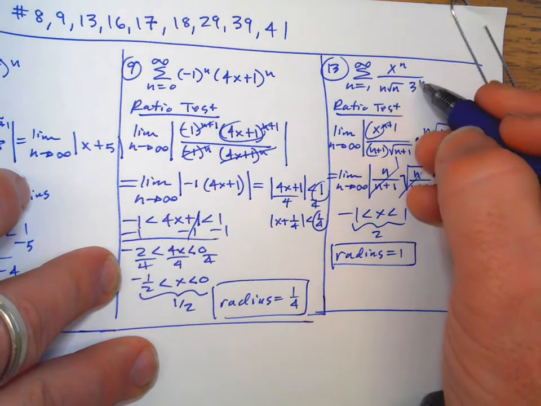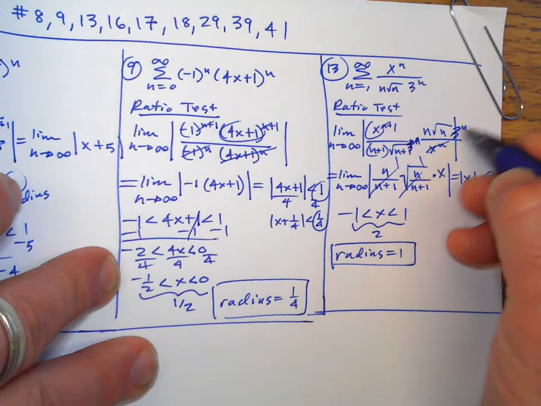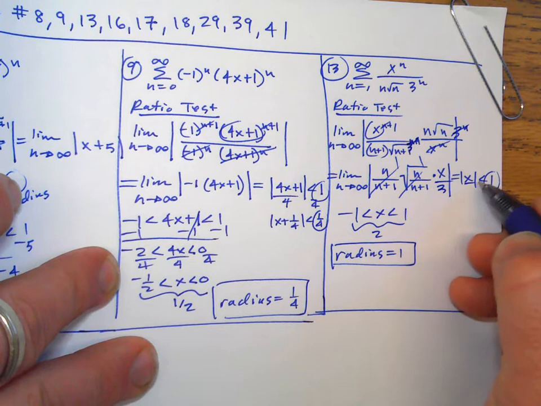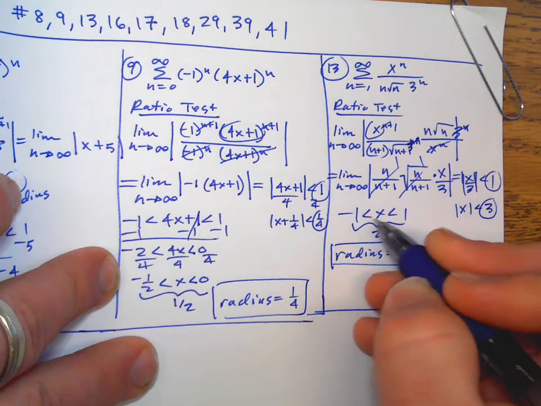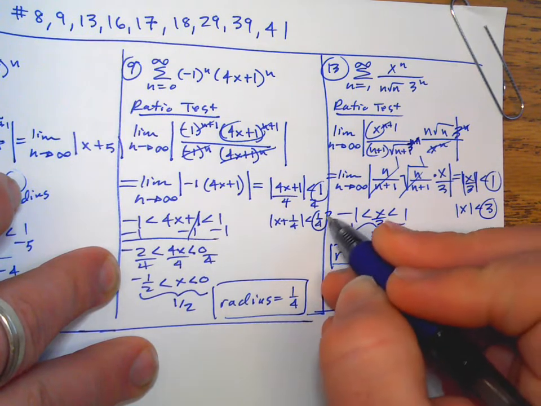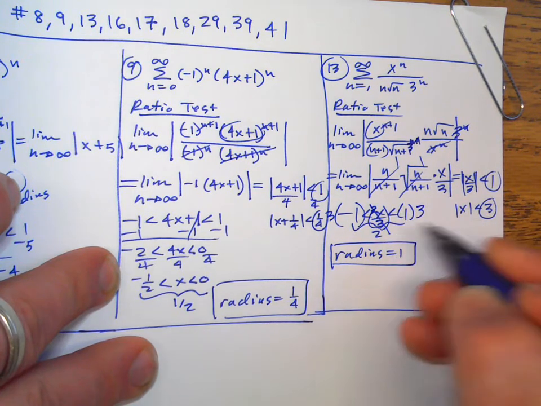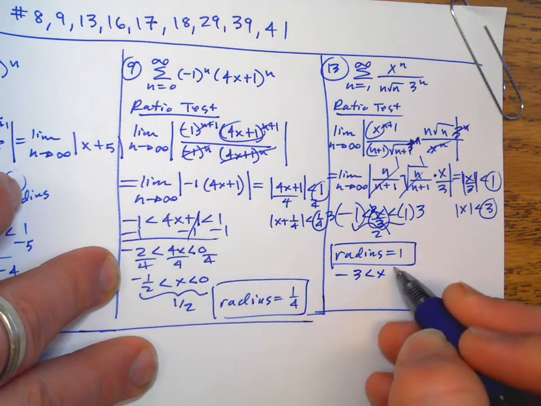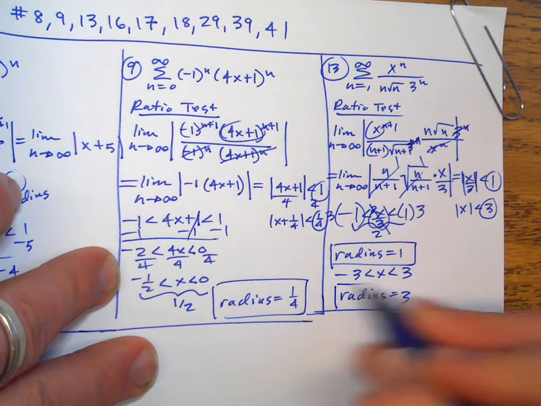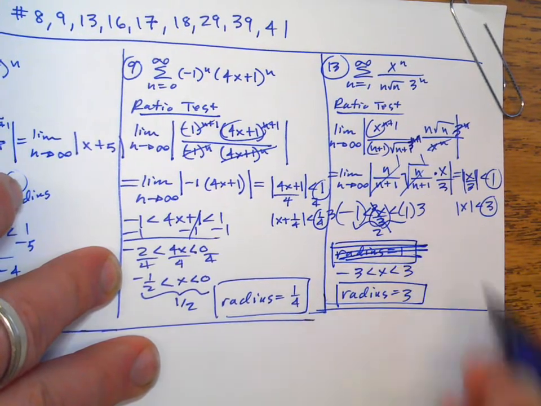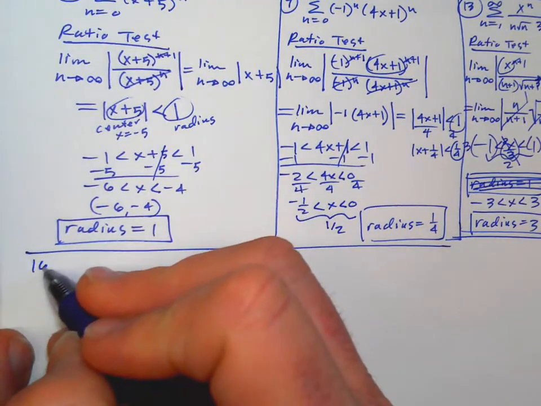Except I forgot something. I forgot this 3. 3 to the n plus 1, 3 to the n. So there is a 3 in here. So if you wanted to, you can multiply both sides by 3, and then there's the radius of convergence. So I got it wrong. The radius of convergence is 3. Just lost that 3. Okay. 16.